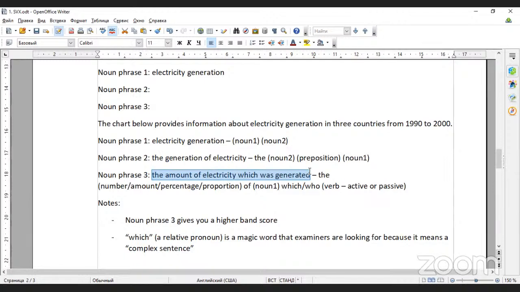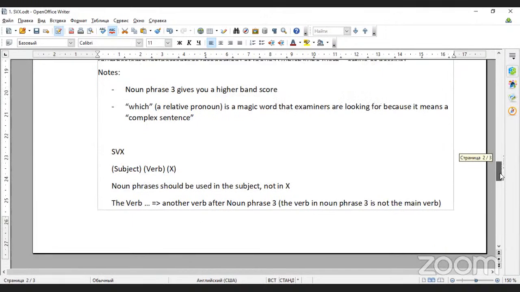Yeah, so the graph below shows the amount of electricity which was generated in a certain country over a certain period. Oh, we have this. So in 3 nations over a 20-year period commencing in 1990 and culminating in the year of 2000, something like this. So your introduction is already a complex sentence, which is good for your grammatical range score.